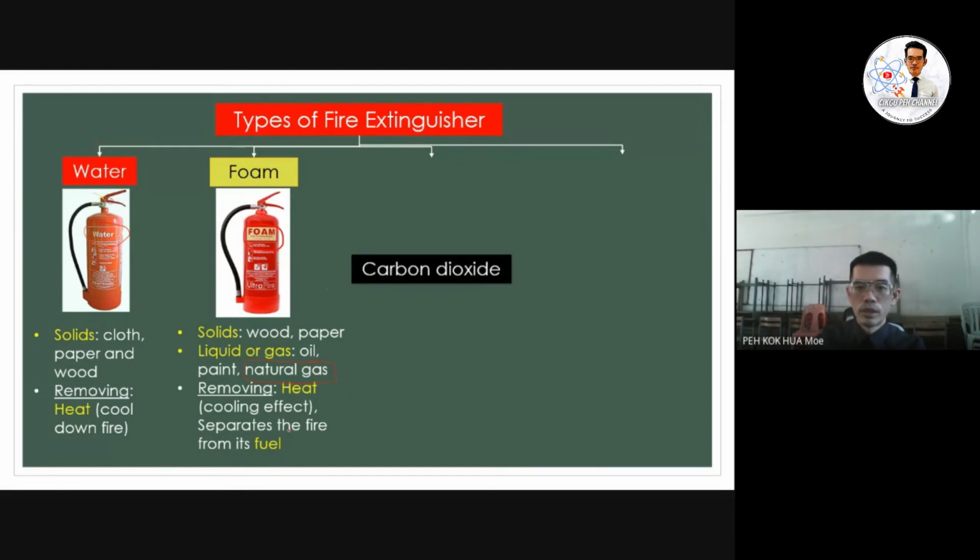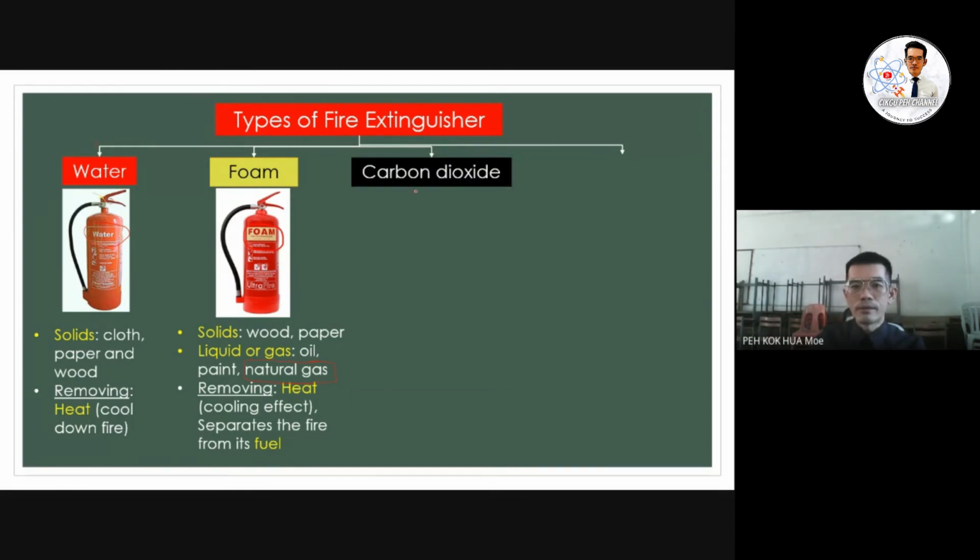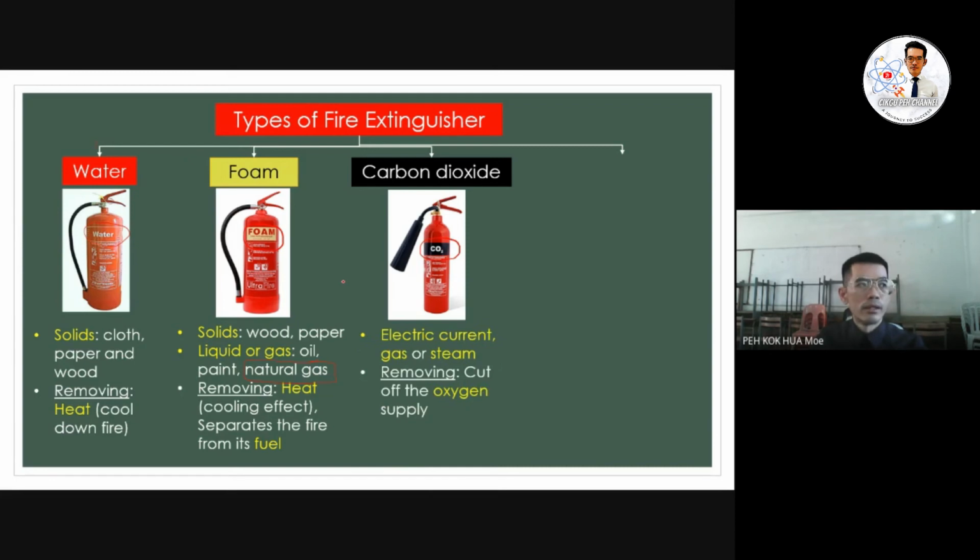And the third will be the carbon dioxide. Normally you can see the label is with red color. It is able to put off fires caused by electric current, gas, and steam. It actually removes the oxygen supply to the fire, so that means it cuts off the oxygen.